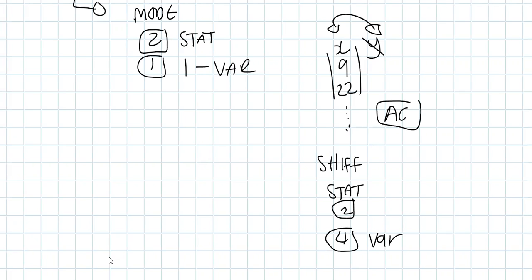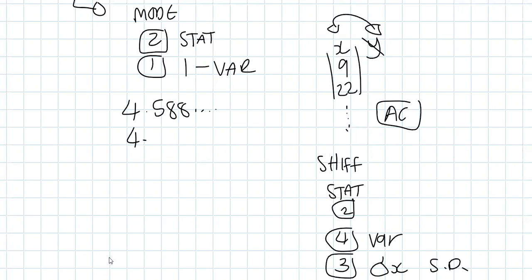And we want the standard deviation. So that's number 3. Number 3, it looks kind of like this on the calculator. That will give you the standard deviation. And the standard deviation comes to 4.588 and so on. And you can round it to 2 decimal places as 4.59.